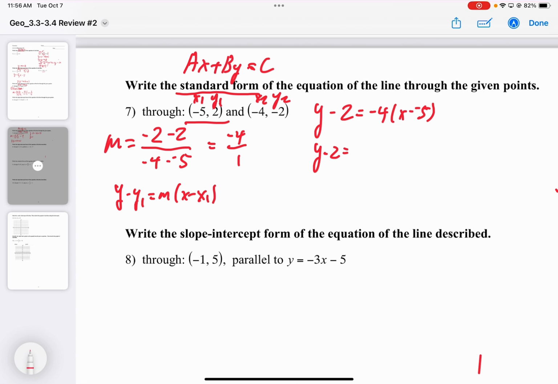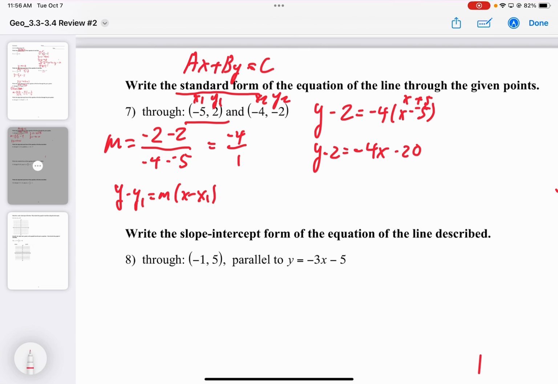So y minus 2 equals... All right. So x minus negative 5 is really x plus 5. So we can just distribute that. So negative 4x and then minus 20. Okay, what do we do from here?